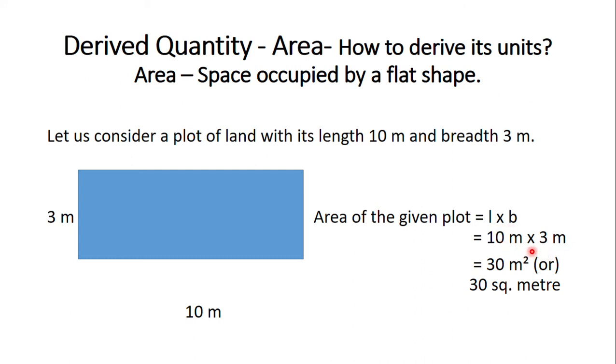So 10 into 3 is 30, whereas meter into meter is meter square, that is meter to the power of 2, written as m square. We say it as m square, which can also be written as square meter. So 30 meter square can also be written as 30 square meter. The square is not going to represent the shape of this land. It is just to represent this power 2. So we can write it as 30 meter square or square meter.